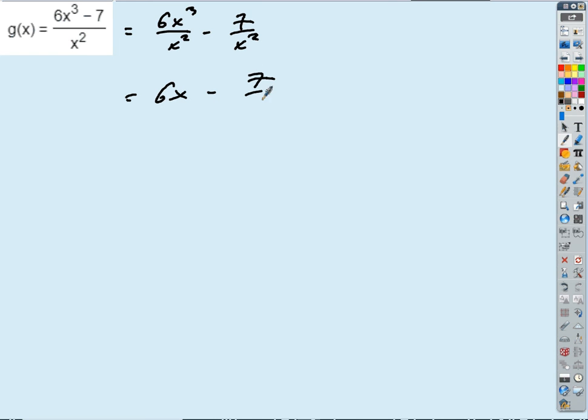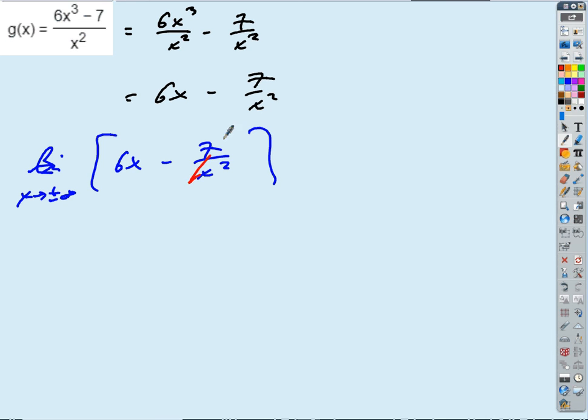And this is minus 7 over x squared. So if we take the limit of this function, pretty obvious what's going to happen. The limit of that as x approaches plus or minus infinity, well, what's happening to that? 0. And so the limit is 6x. So there is your slant asymptote, just 6x.